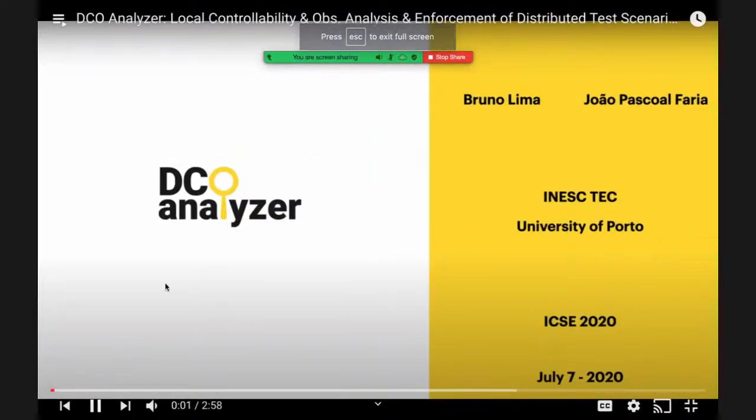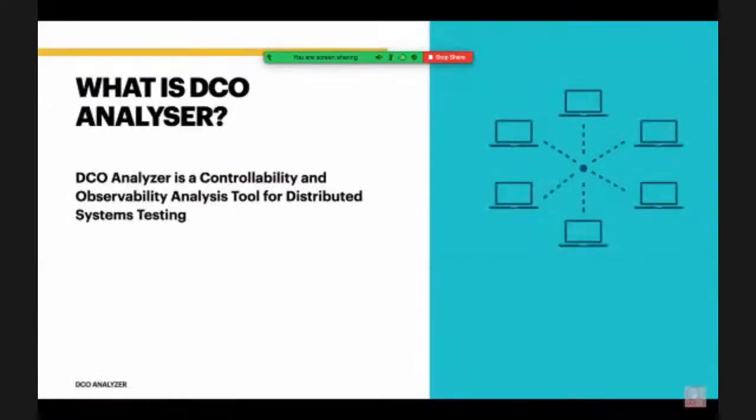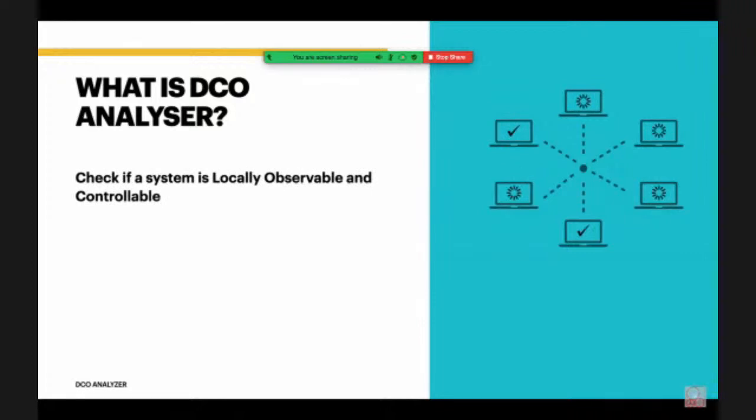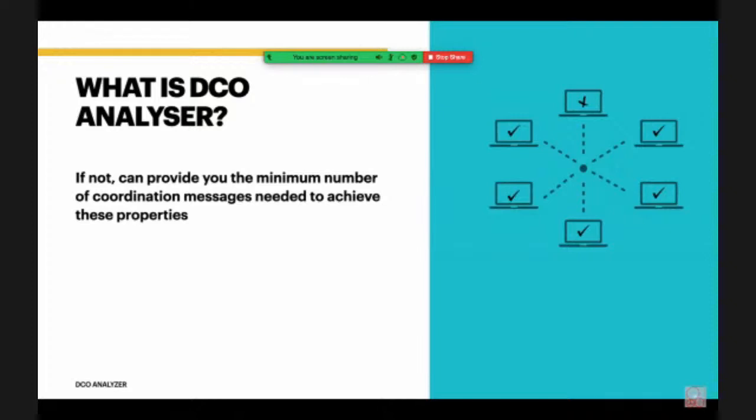Hi, my name is Bruno Lima. I'm here to give you a quick overview about DCO Analyzer. DCO Analyzer is a controllability and observability analysis tool for distributed system testing that checks if a system is locally observable and controllable. If not, it can provide you the minimal number of coordination messages needed to achieve these properties.